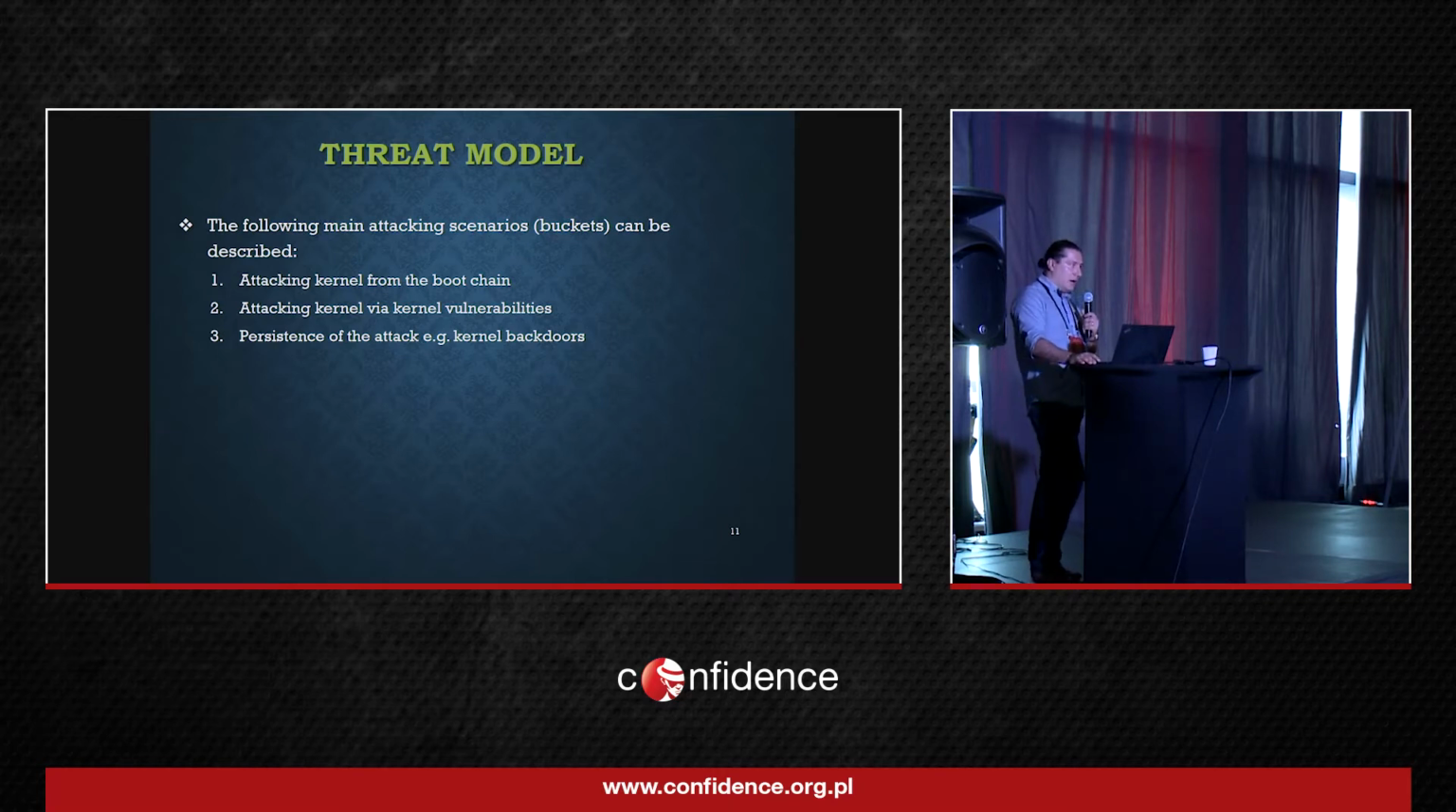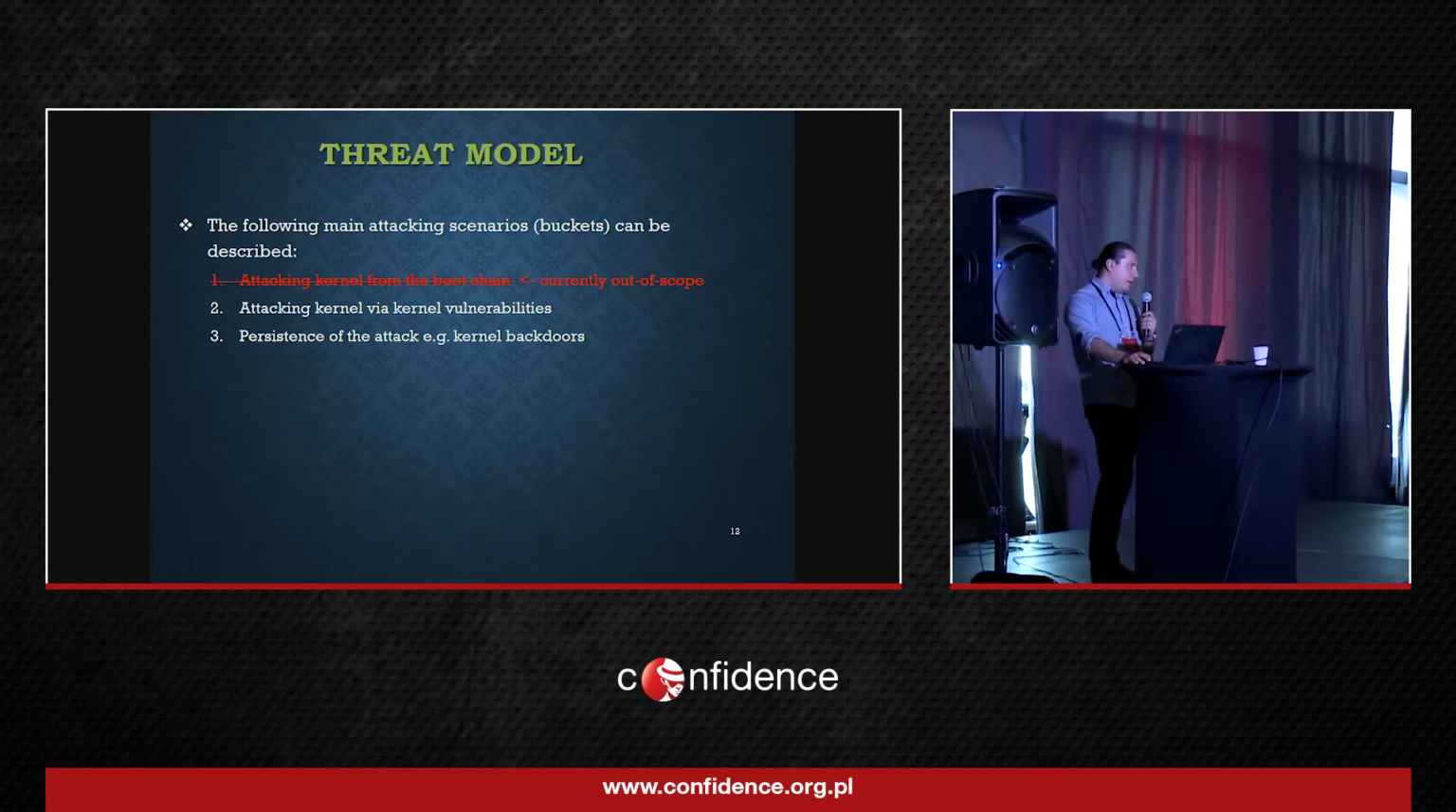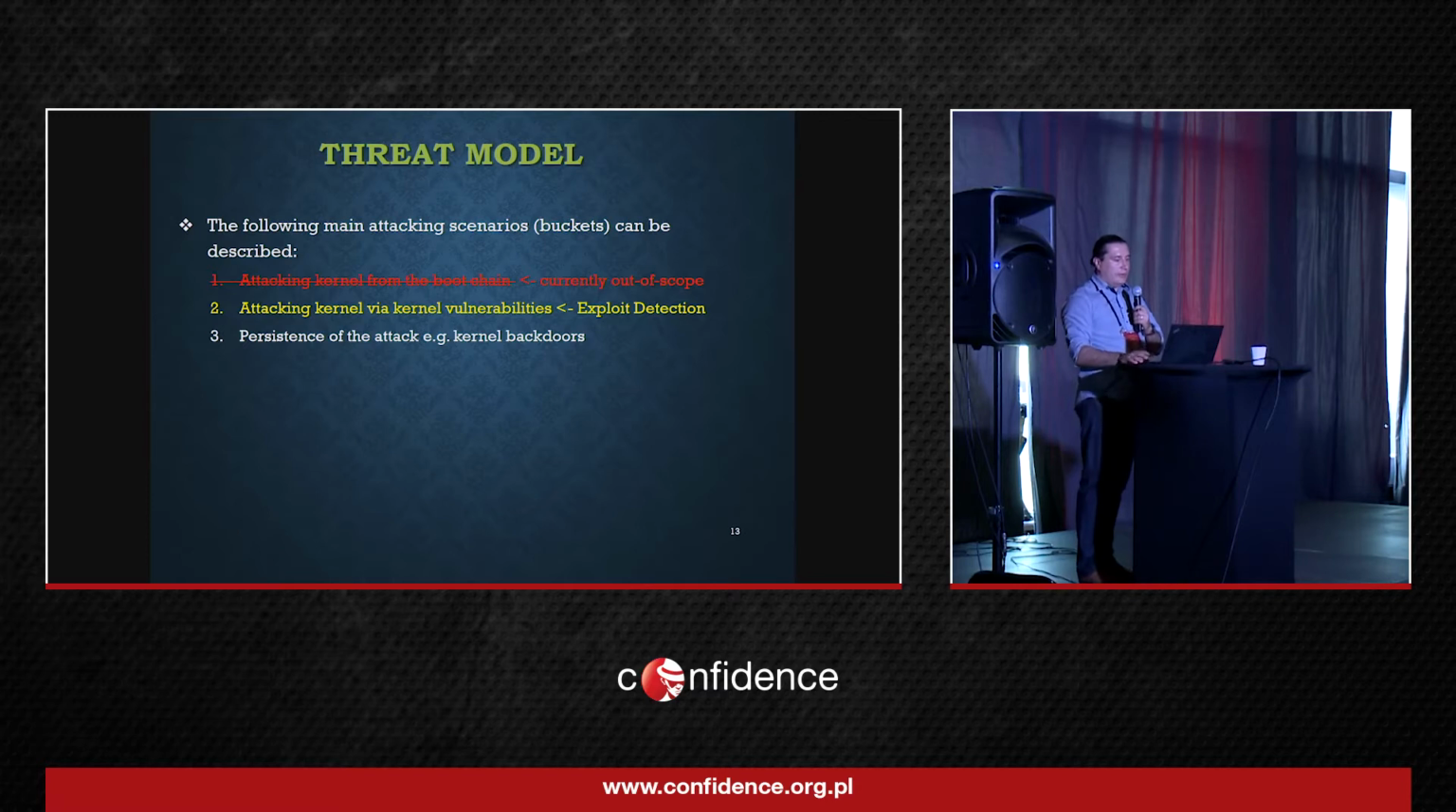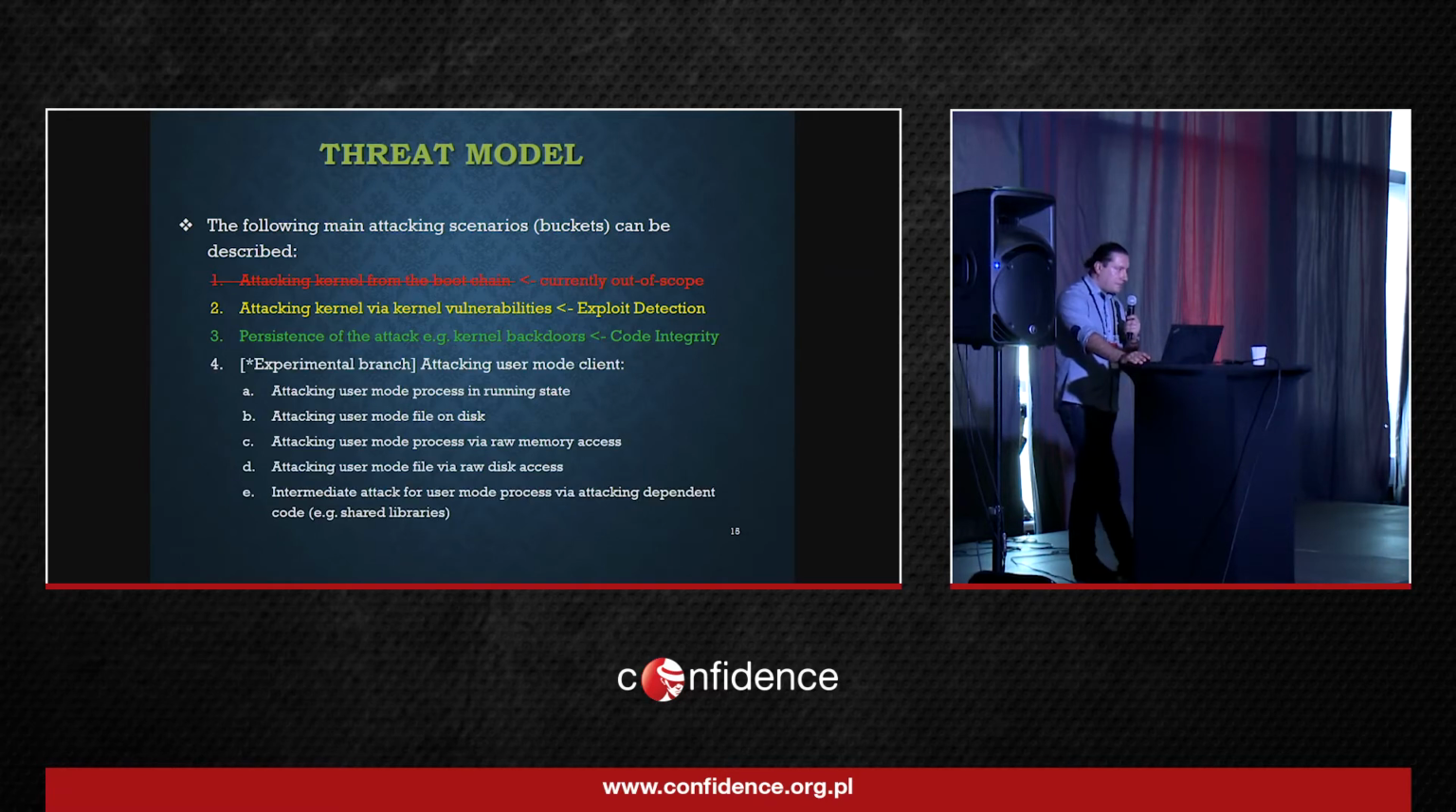From the LKRG point of view, the first type of attacks is currently out of scope. It doesn't mean it won't be in scope in the future, but the current version leaves it out of scope. Attacking the kernel via kernel vulnerabilities is addressed by the exploit detection feature, and persistence of the attack is addressed by the runtime code integrity feature. And also, as I mentioned, there is the experimental branch, which has another promise of the project: to be able to protect processes, files, and logs in the system from the root account.